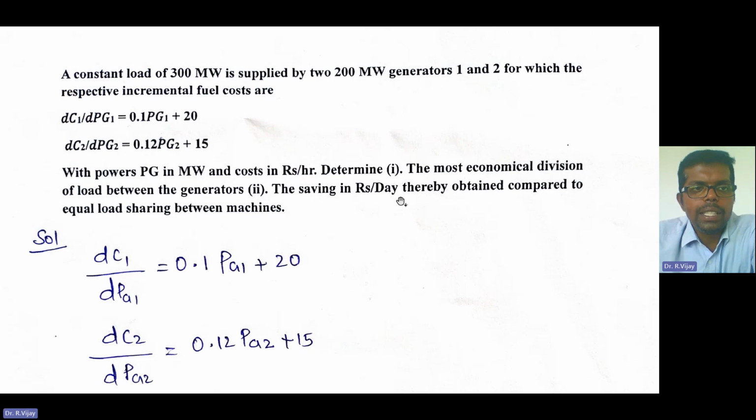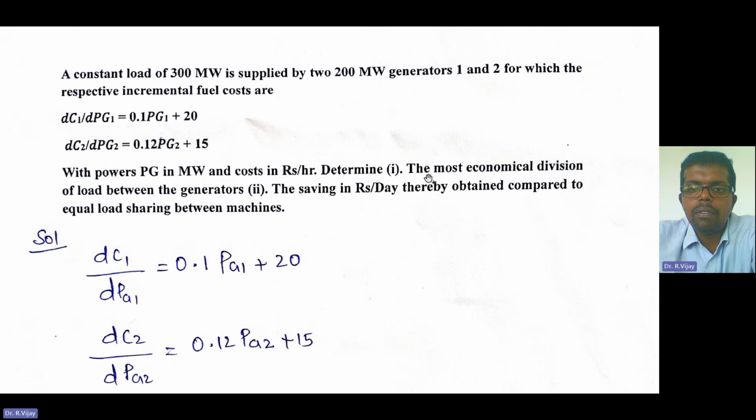Today, we are going to see a problem on economic load dispatch. Two generating units are given. Take down this problem. A constant load of 300 megawatt is supplied by two 200 megawatt generators, 1 and 2, for which the respective incremental fuel costs are given. That is dC1/dPG1 = 0.1 PG1 + 20. Next, dC2/dPG2 = 0.12 PG2 + 15, with the powers PG in megawatt and the cost in rupees per hour.